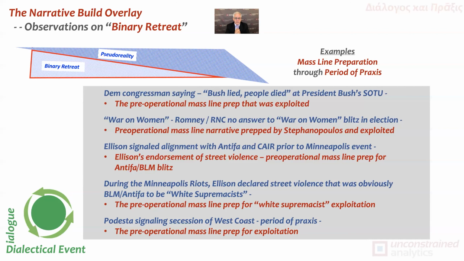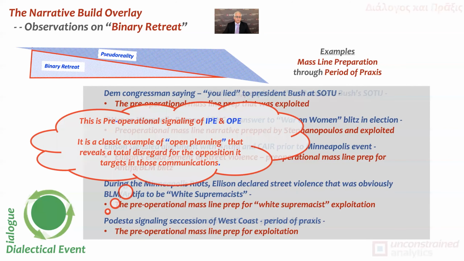And of course, Podesta signaled secession of the West Coast if Trump wins the election. Well, our side once looked at it as rhetoric. I think people should take it as deadly serious. So they laid down a marker, the pre-operational mass line prep for exploitation. Both the Ellison white supremacist claim and the Podesta West Coast secession are arguably unlawful, okay? Arguably both are laid down and they're operative right now and they need to be analyzed.